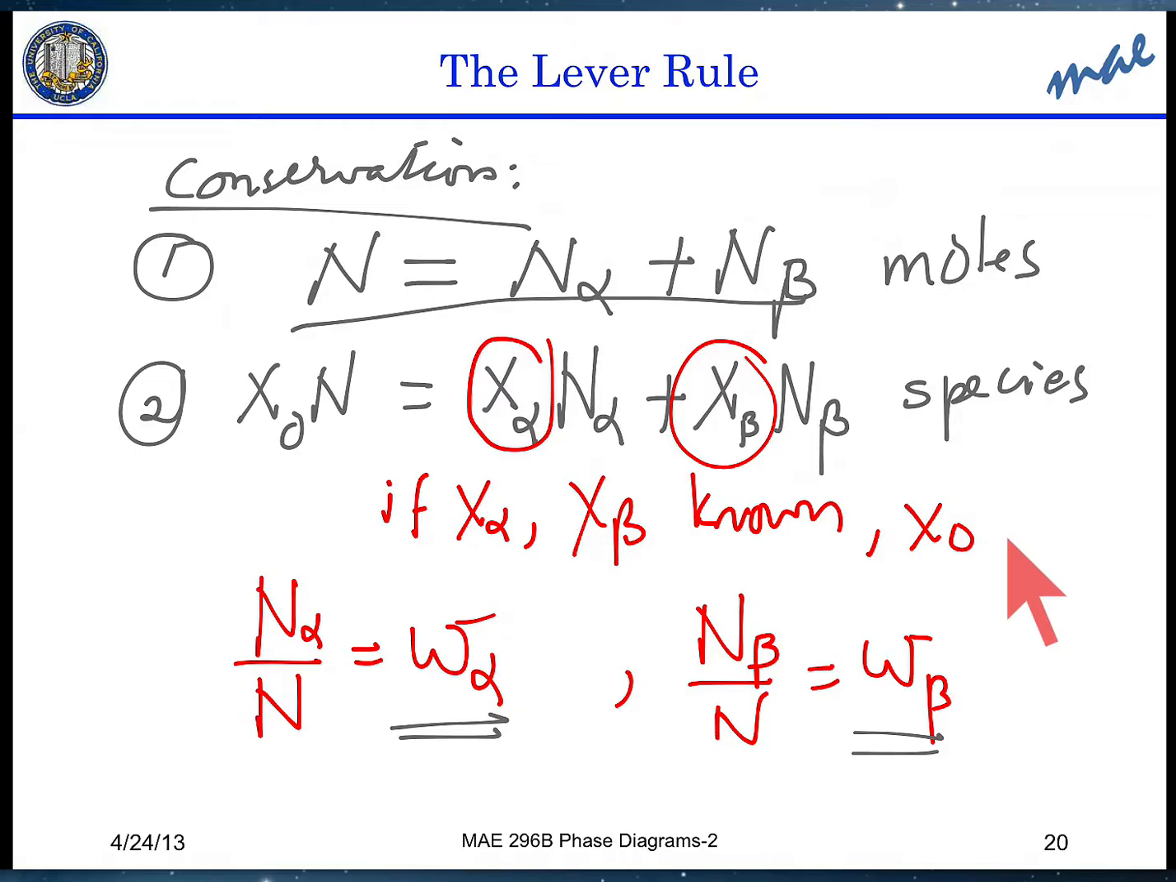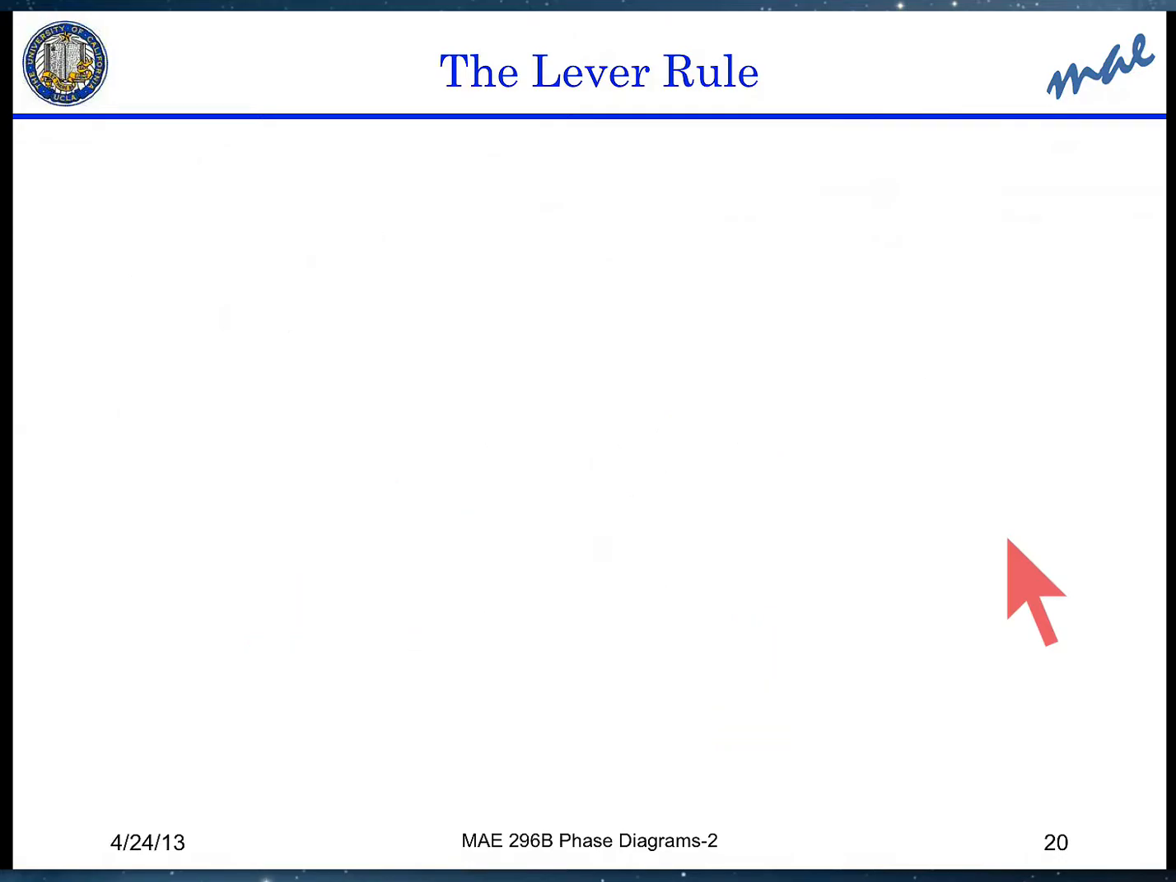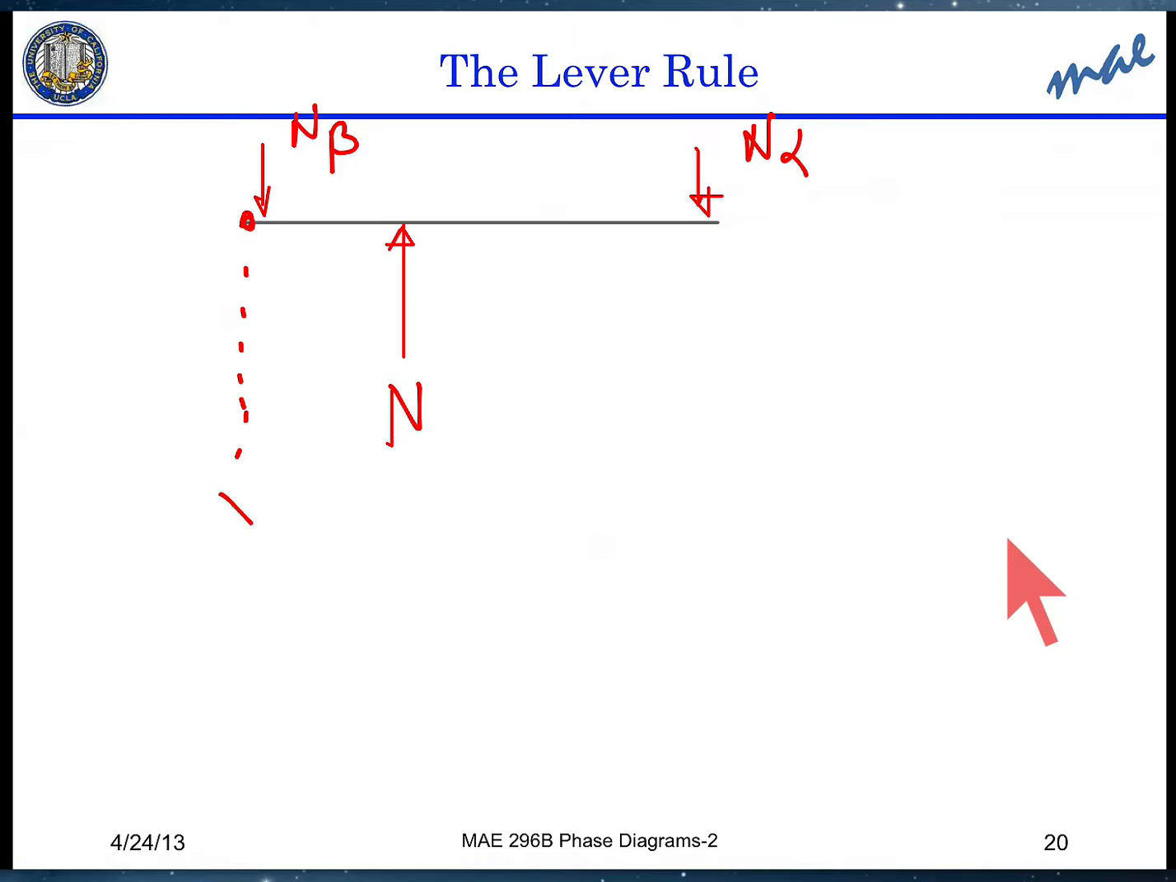So let's do that by looking at it this way. If I look at a situation that has a lever here, situated here, this is your N, and then I have these two forces, one here and one there. So this is your N, and this is your N alpha, and this is N beta. And this distance is x0.